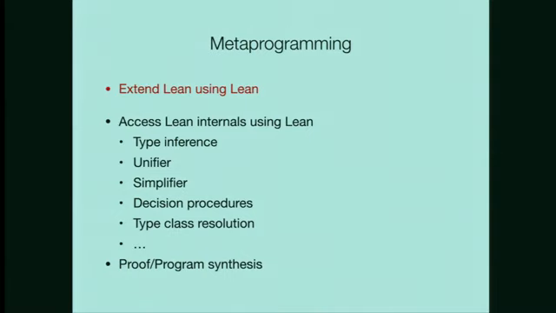But I want to talk about metaprogramming. Right? What's the idea? The main idea is that we want to be able to extend Lean using Lean itself. Right? And we want to give access to all Lean internals, the type inference procedure, the unifier, simplifier, the decision procedures, but not just calling these decision procedures as black boxes, but also being able to access the internal data structures that these decision procedures are building. I'm going to give examples. You can also access the type class resolution, and you can use this infrastructure not just for synthesizing proofs, but for synthesizing programs too.